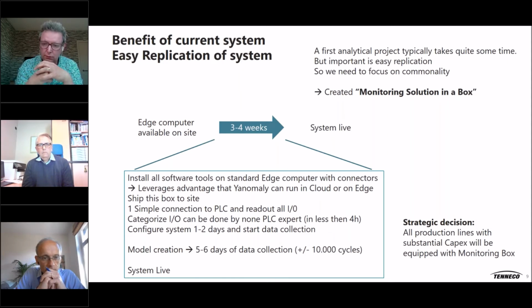Why is it important for us? Because we also have the strategic decision done that on production lines of substantial capex, we will always install these monitoring boxes. So we need to be sure that we can replicate quickly.